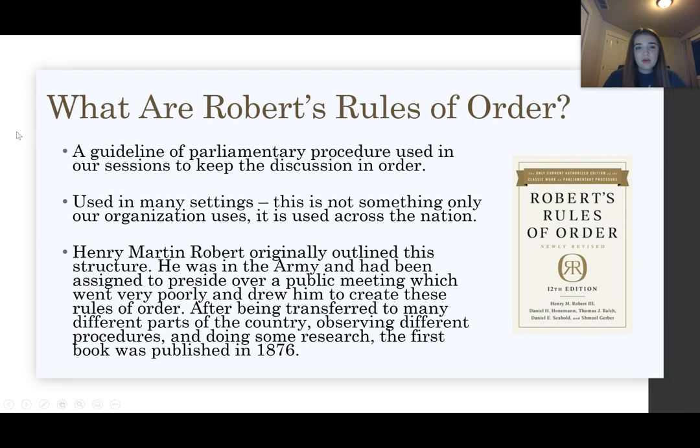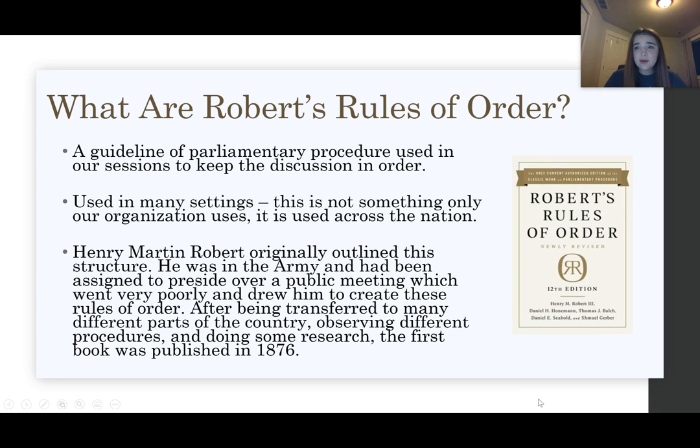Right off the bat, I want to talk about what exactly is Roberts Rules of Order. It's a guideline of procedure used in our sessions to keep the discussion in order and keep it fair. It's used in many settings across the nation. It's not just specific to APHASP, so you may have seen this before, or this might be new information to you.